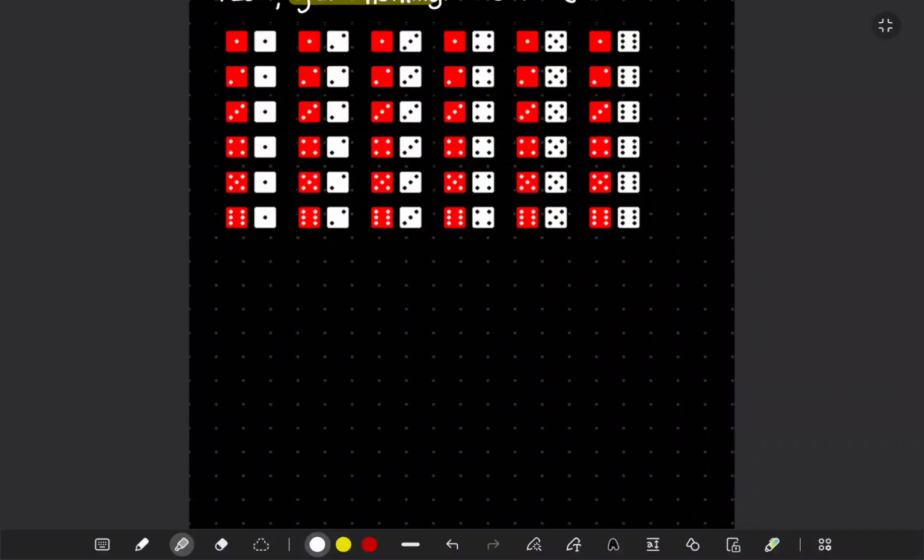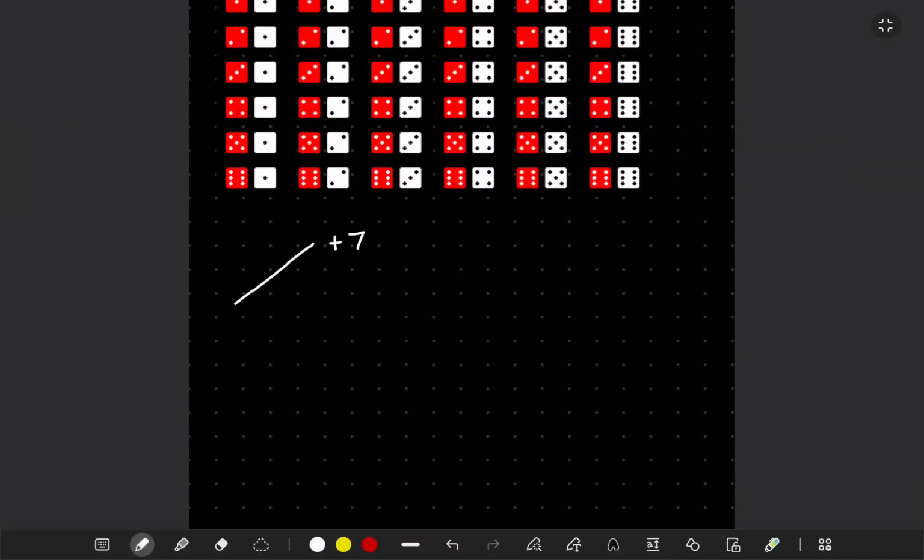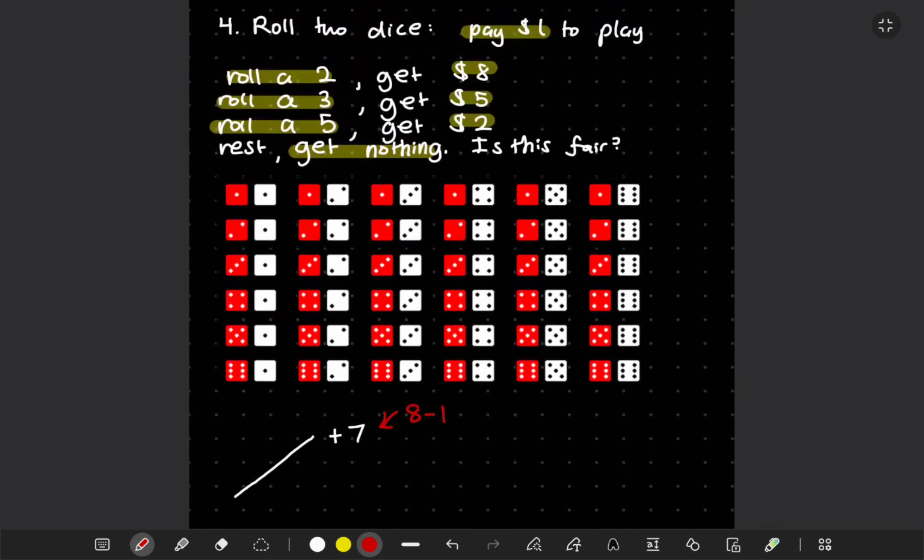So since I say I roll a 2, oops, sorry, I'm going to do this in my pen. Roll a 2, I get $8. Well, this is going to be plus 7, and why? It's because I'm going to subtract 8 minus 1. And then this time I had to actually ask myself, how can I get a 2? Well, if I'm looking at the possibilities for a dice, I'm going to do this in a particular color. Here it's going to be yellow.